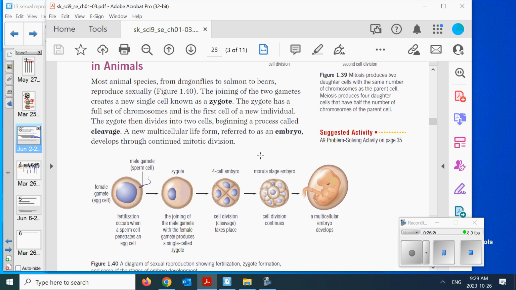Okay? So after that sex cell, once you were created by one sperm and one egg, creating a zygote, the rest was mitosis. Okay?